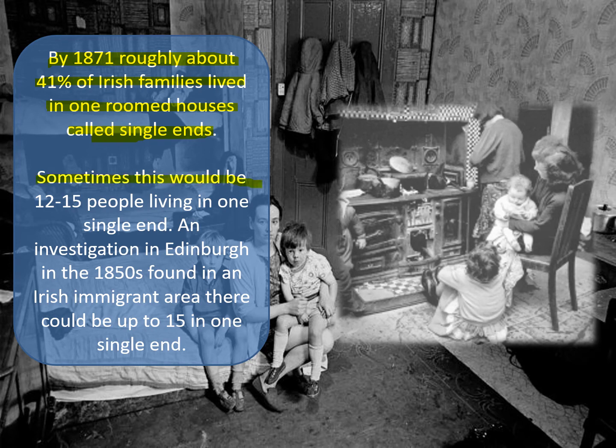Sometimes this would be up to 12 to 15 people living in one single end. There was an investigation in the 1850s in Edinburgh in their small Irish immigrant population, and they found that it could be up to 15 in just this one house. Overcrowding was a very serious issue that they had to deal with and contend with.